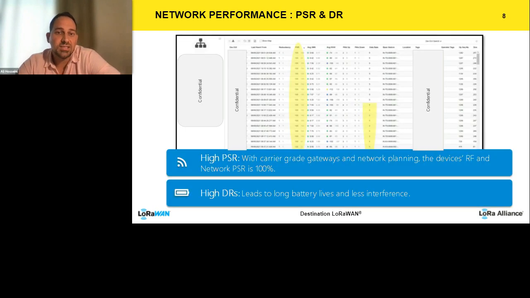The packet success rate, as you can see, this is a screenshot from the network server. I've blurred out a few things that are confidential information, but what you will see is that all of the transmissions in this screenshot show 100% success rate, packet success rate, which is an amazing achievement from my network team, and kudos to them for doing such a great job. You'll also see high data rates as well, which leads to longer battery life and less interference with other devices out in the environment. So overall, our network is doing fantastic.